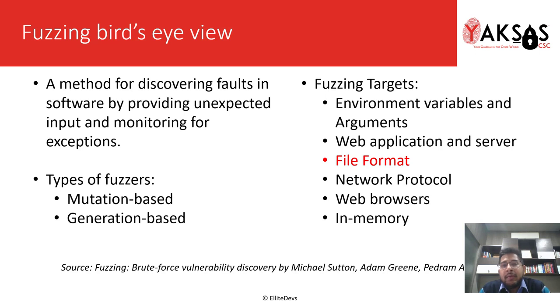So through fuzzing, we can target various kinds of things. We can target environment variables and arguments. We can target web application servers, even file formats, network protocols, web browsers, and in memory. In the last module, we did network protocol fuzzing. In this module, we'll be covering file format fuzzing.